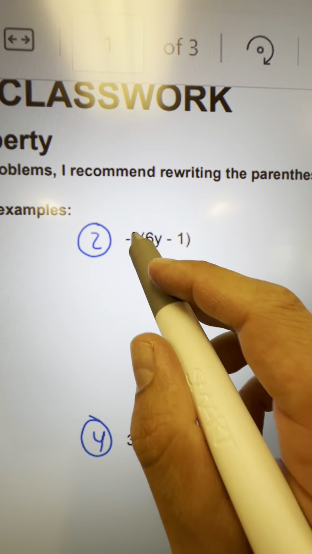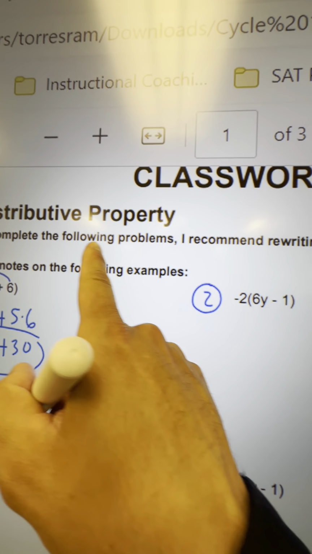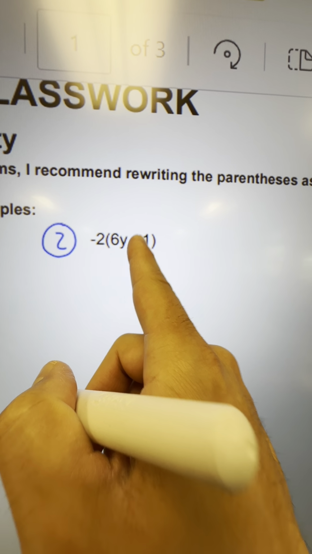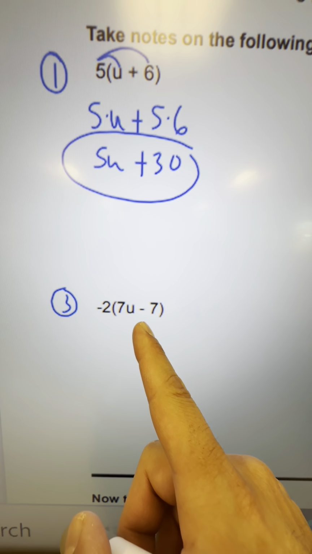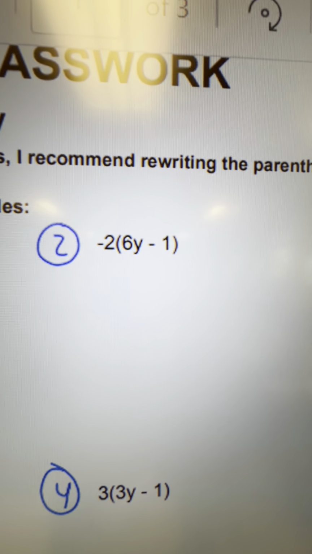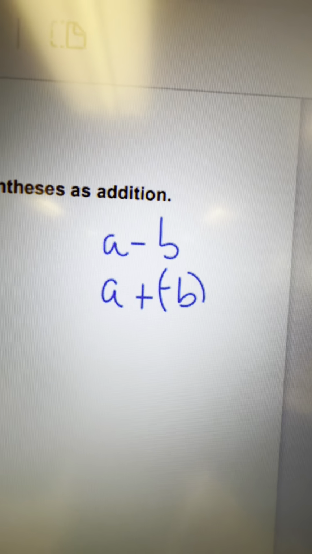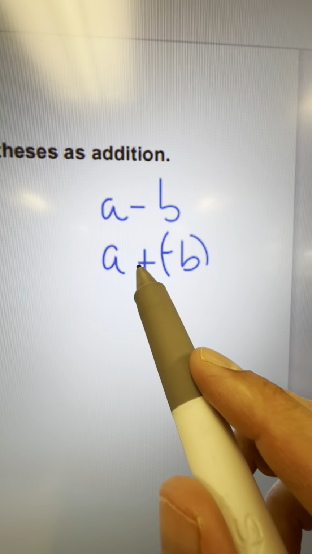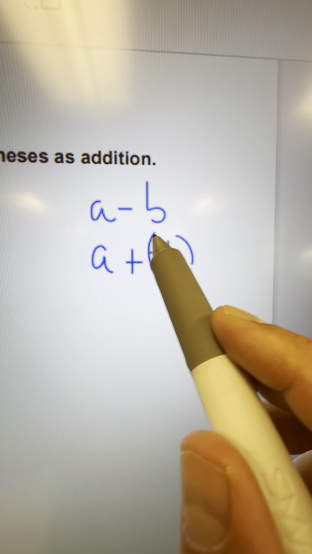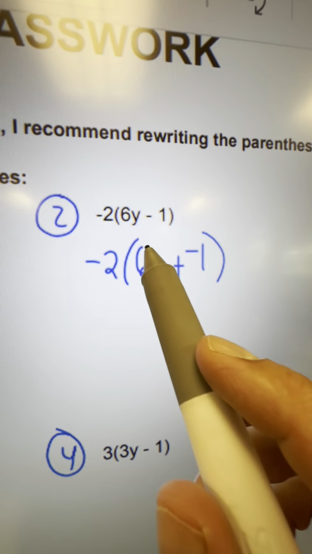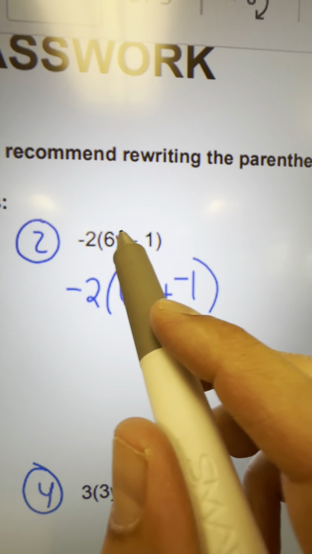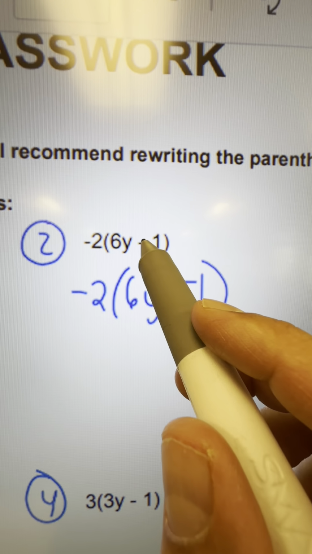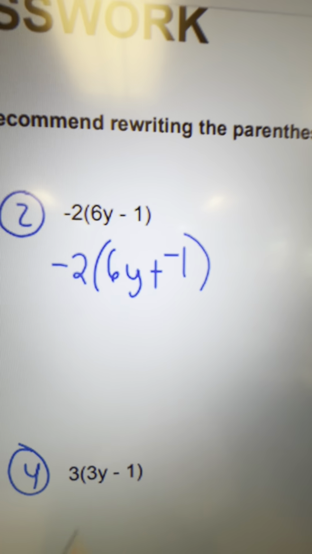Example number 2, you can see we were distributing a negative. And you can see up here that I recommend rewriting the parentheses as addition. So any of these that have a minus in here, I recommend rewriting it as addition. So I'll show you in this example here. And as a side note, when you're subtracting 2 numbers, so like a and b, any numbers, I could rewrite it as addition by just putting a plus negative b. So you can see here, that's what I did here. 6y minus 1, I rewrote it as 6y plus negative 1. So essentially it becomes plus negative plus negative.